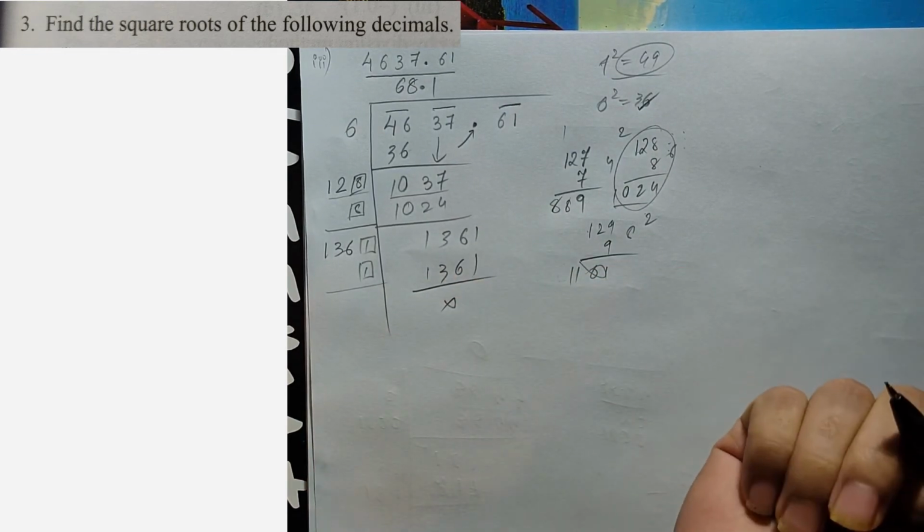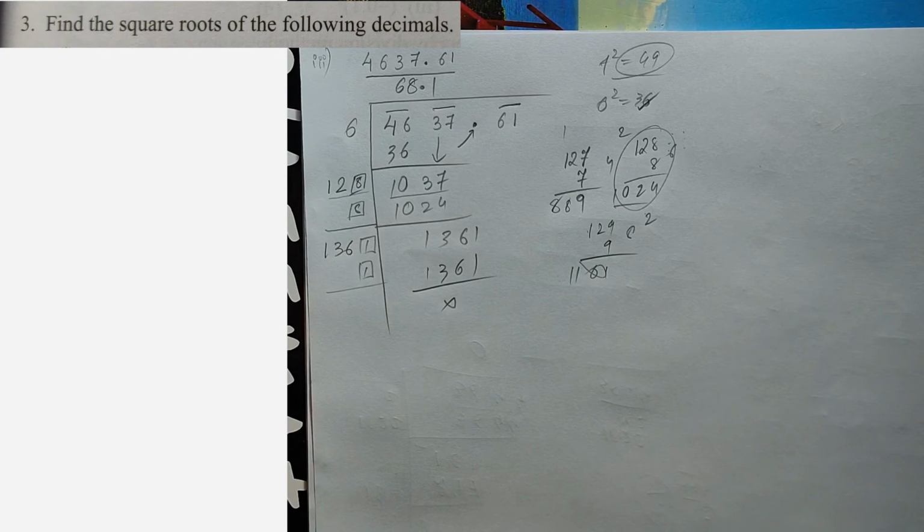When you subtract the same numbers, you get 0. Okay, that's how you do this sum. Let us do one more question.